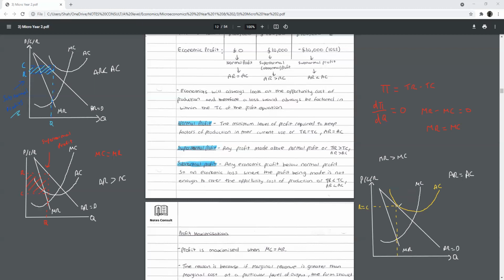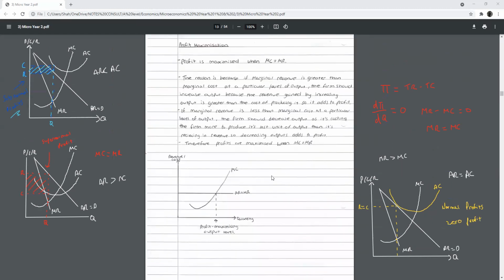So here the cost and revenues are the same. And I can't draw a box here because AR is equal to AC. So this is normal profits, which basically means zero profit, but it's enough to keep the business going. It's very important that you note these graphs down because they're going to be your best friend when it comes to some of these essays.